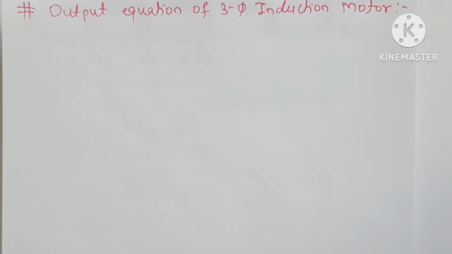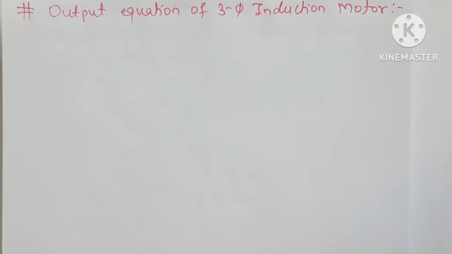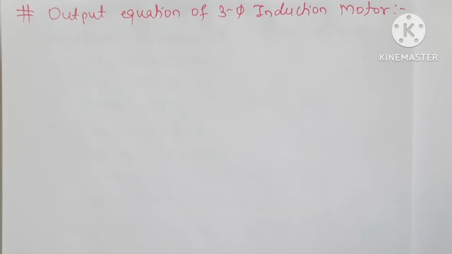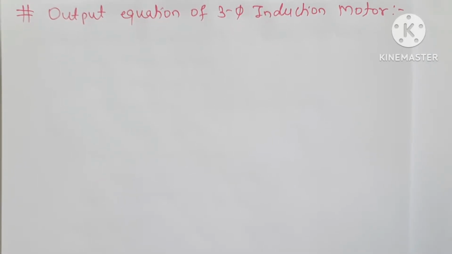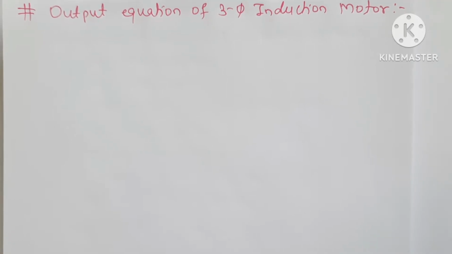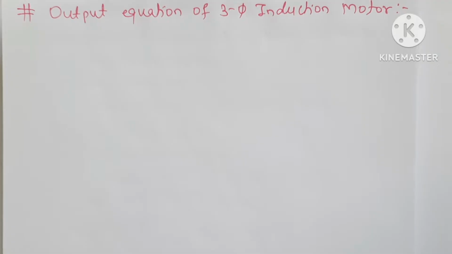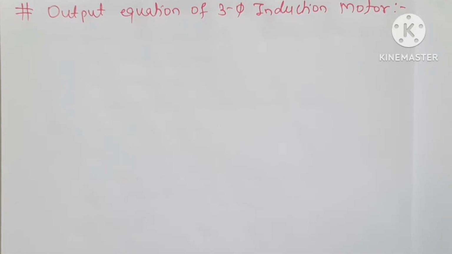Today we are going to discuss the output equation of a three-phase induction motor. The output equation is expressed in terms of the main dimensions, that is D and L. D is the diameter, L is the length of the core, and specific magnetic loading and specific electric loading. Now we will derive the output equation for the three-phase induction motor.